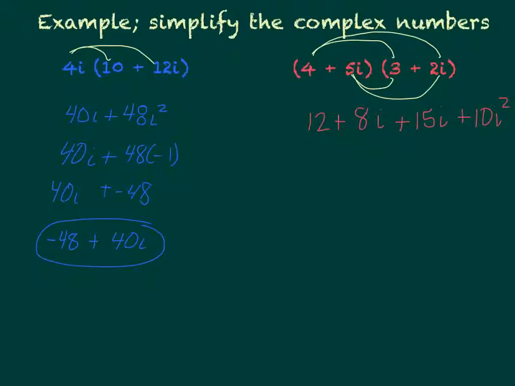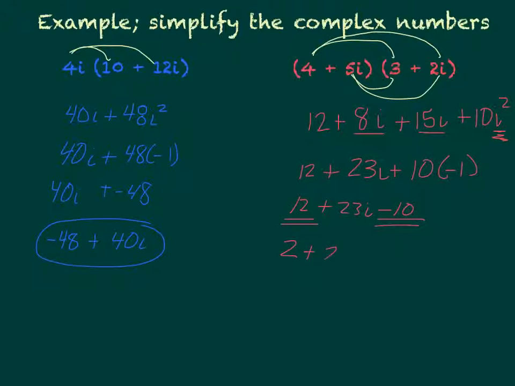Now I simplify, so that would be the 12 plus 8i plus 15i is 23i, plus 10, I see an i squared right there, so I'm going to just change that to -1. 12 plus 23i minus 10. Now I put my 10 and my 12 together. So that makes it 12 minus 10, which is 2, plus 23i. And that is your final answer. Make sure you always write it real part, then imaginary part.